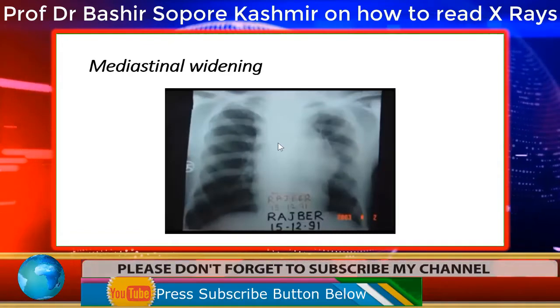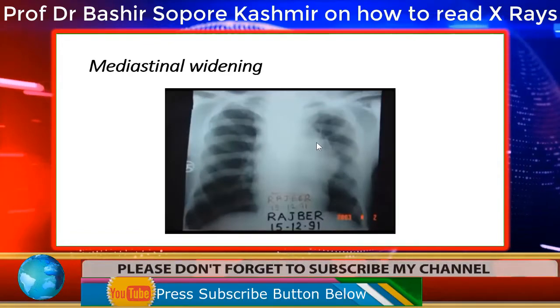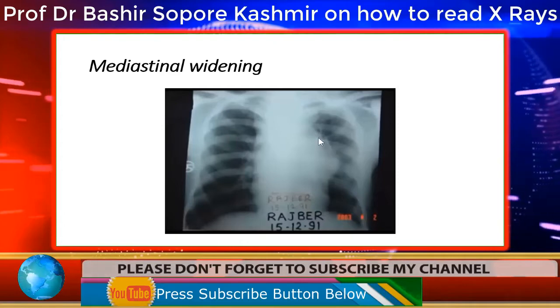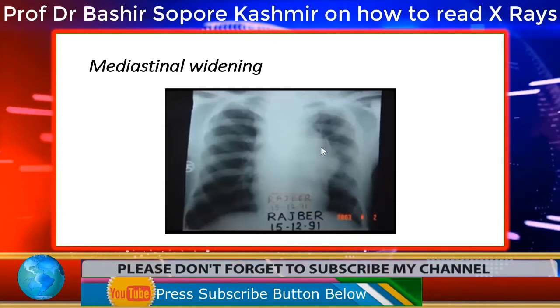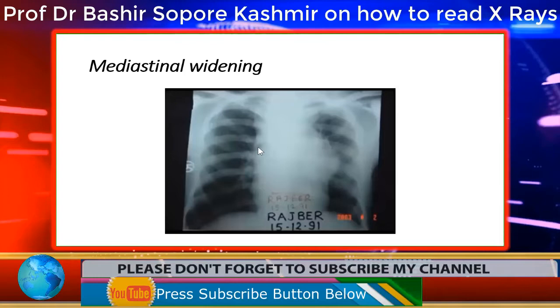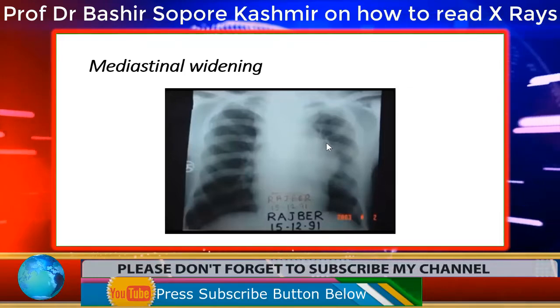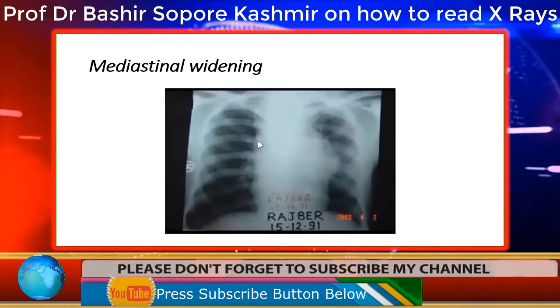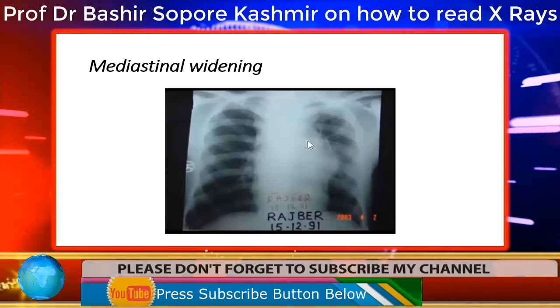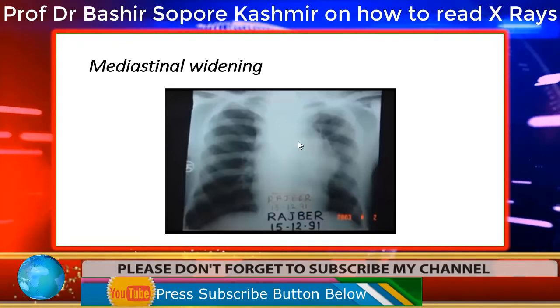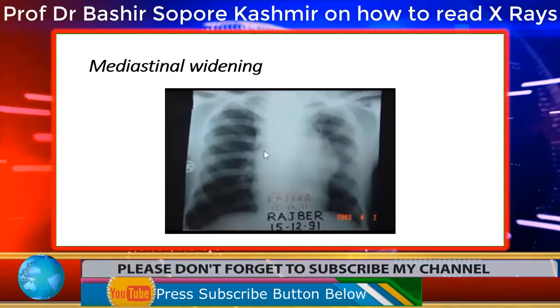Now here we can see that there is mediastinal widening. So this is the aortic arch. So you measure it from here to here, right? So it appears it is more than 8 centimeters. Then we label it as mediastinal widening. I think this point is clear.